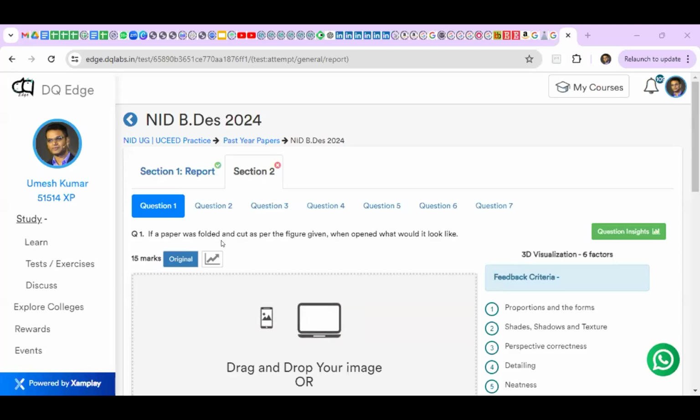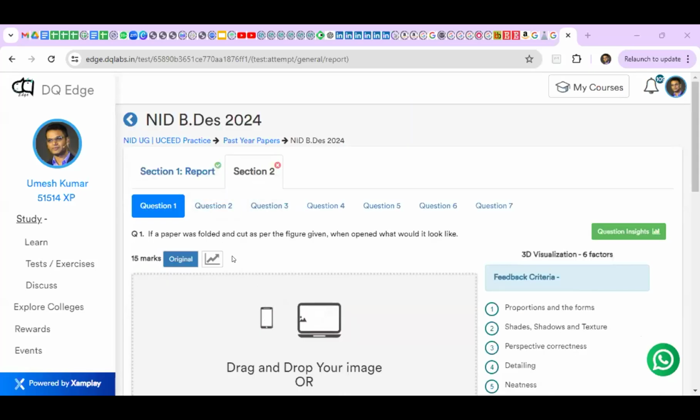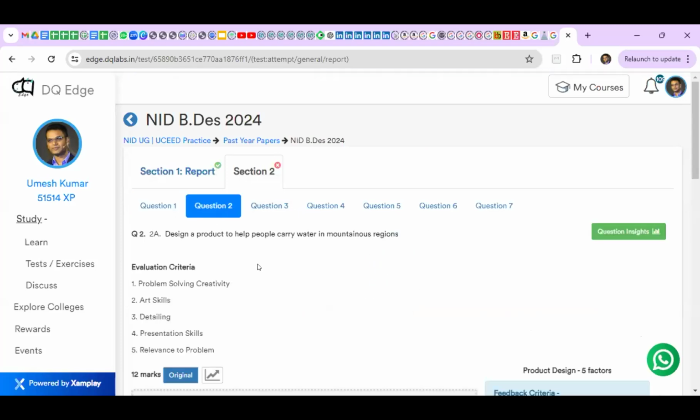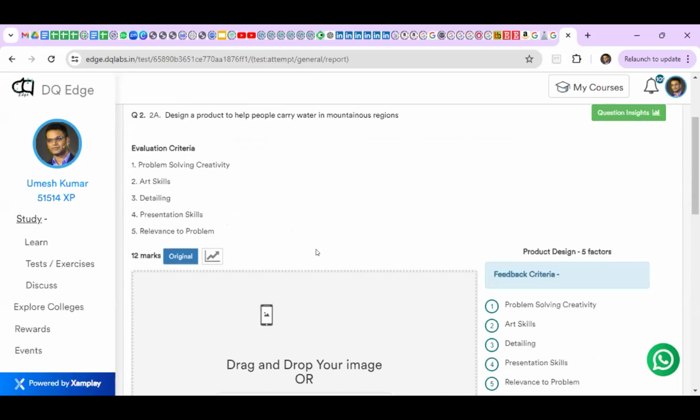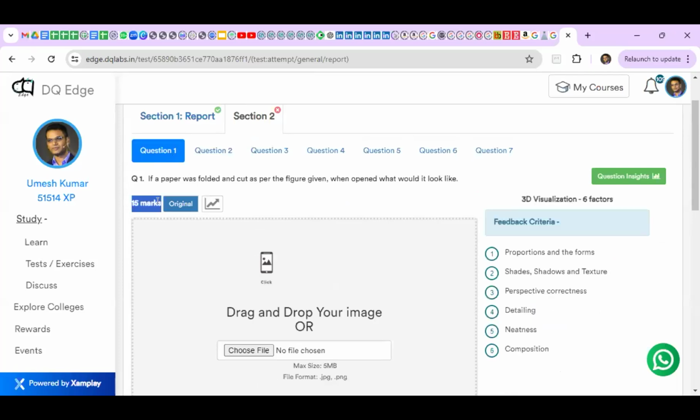If a paper was folded and cut as per the figure given, when opened, what would it look like? So it's a paper folding question. There will be an image. You have to follow the instructions in the image and then figure out how the unfolded figure would look. Question number 2. Design a product to help people carry water in mountain regions. So this is a design problem solving question. You can just observe how many marks are allocated. 12 marks. The first one was 15 marks, right?